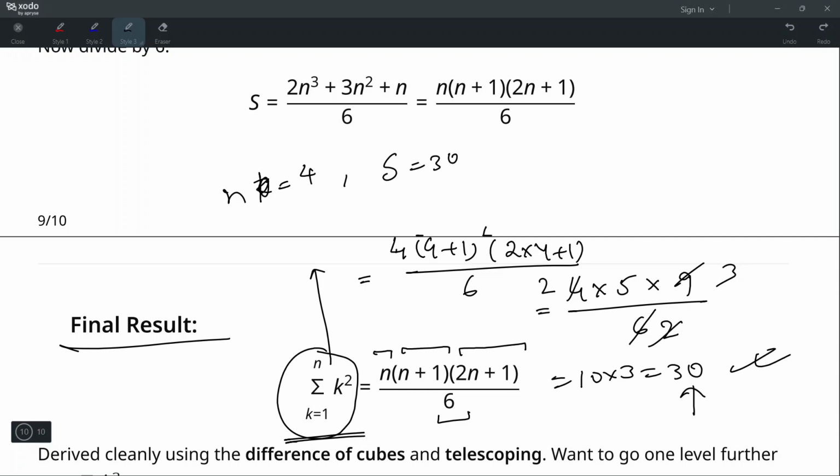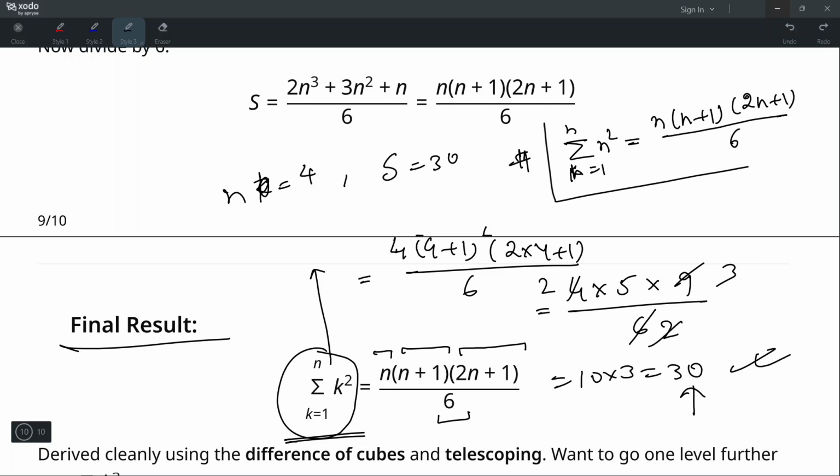And therefore we can write this more clearly as the sum of k square, for example here k from 1 to n, is n into n plus 1 into 2n plus 1, whole over 6, like this. I hope you understood.